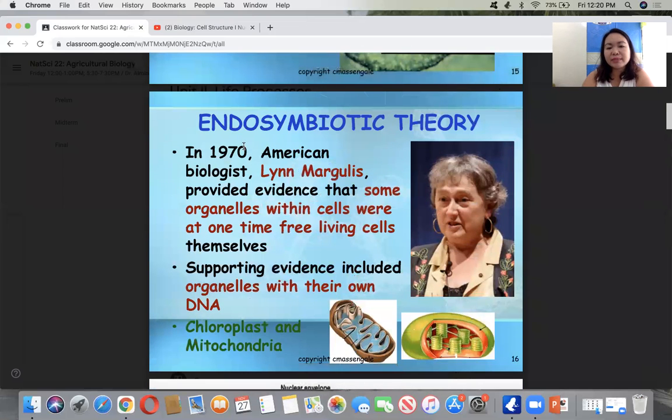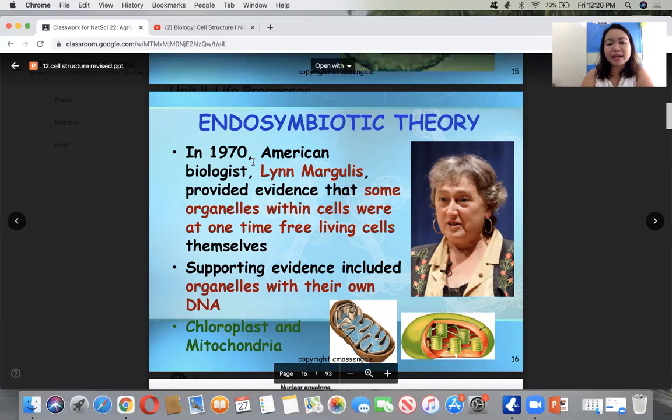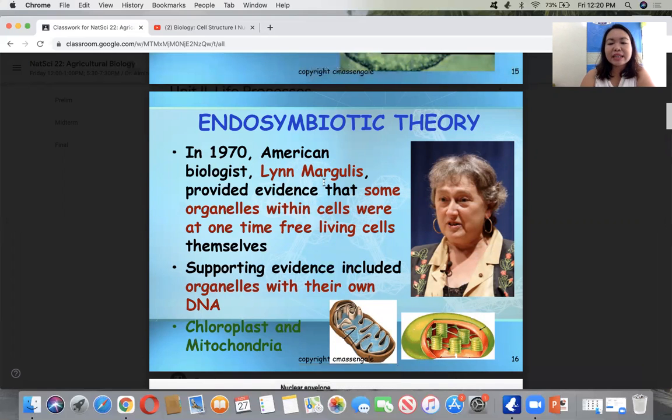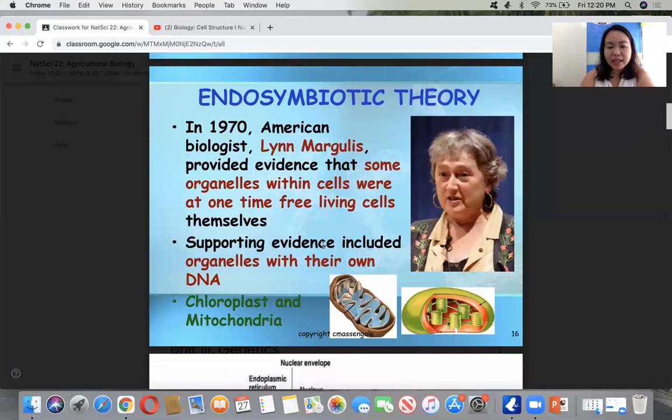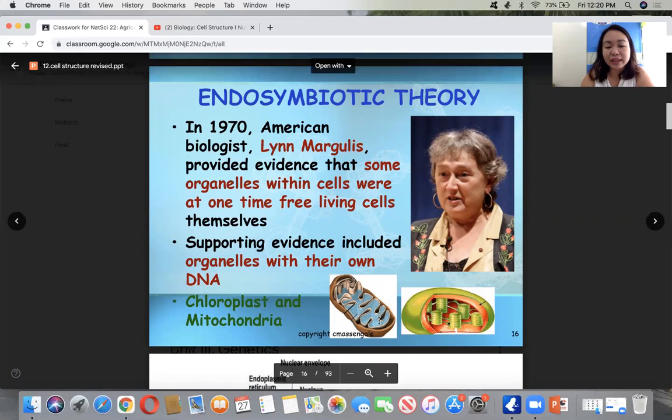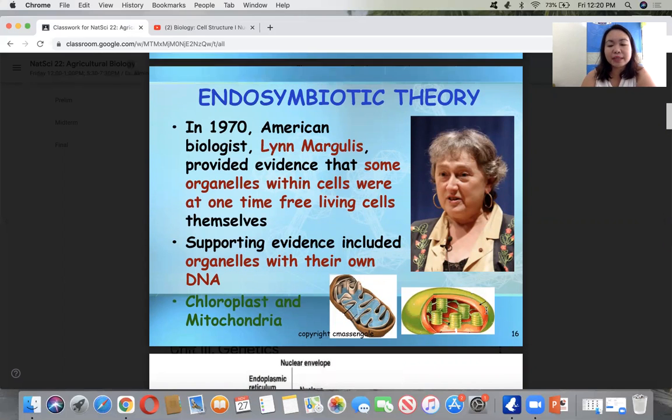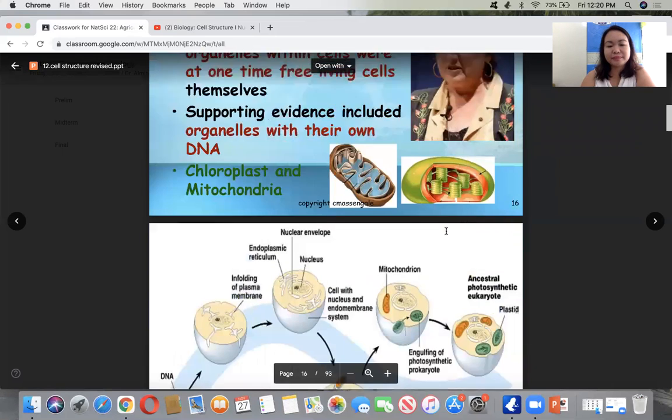So we call them the endosymbiotic theory, in 1970 by an American biologist, Lynn Margulis. Margulis provided evidence that some organelles within cells were once free-living cells themselves. And the supporting evidence includes organelles with their own DNA, such as chloroplasts and mitochondria.